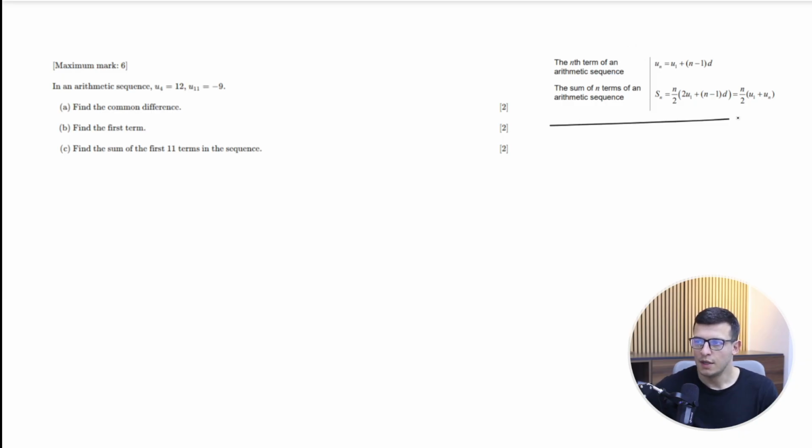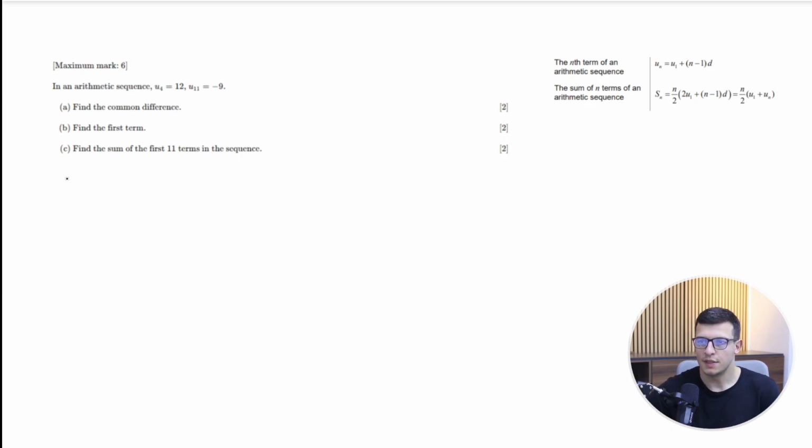I put a screenshot from the formula booklet here, so we get comfortable with working with the formulas, which I also did in the other video. So in the arithmetic sequence, U4 is equal to 12 and U11 is equal to -9. By the way, I'll go a bit faster this time because I'm assuming you've watched the other video, so I don't need to go as slow.